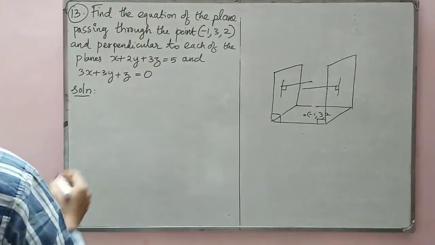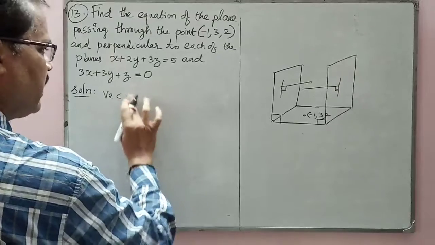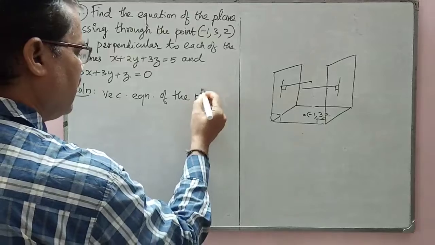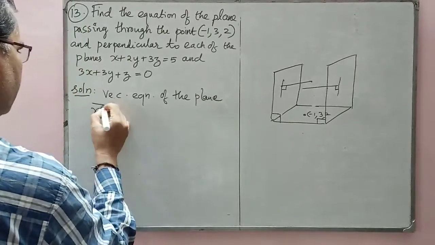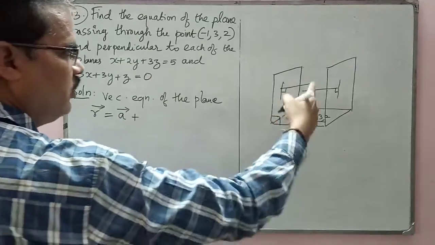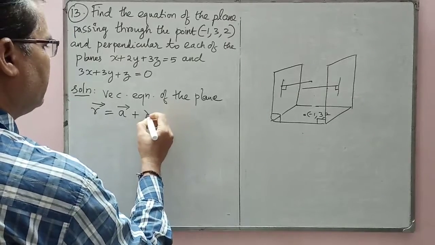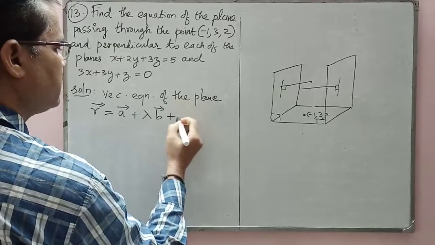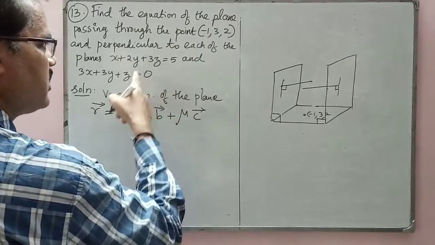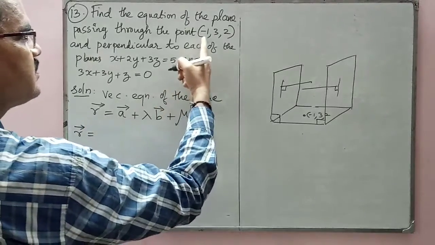Let me do that. I am going to show both the vector equation and the Cartesian equation. The vector equation of the plane can be written as r vector equals a vector, the point, plus, since we know these two normals are parallel to our plane, lambda times b vector plus mu times c vector, where b vector and c vector are the normals of these two planes. That's all. So r vector equals, a vector is -i plus 3j plus 2k.